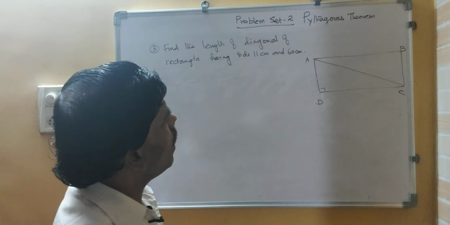Therefore, length of hypotenuse is 15 centimeter. That's all. Now next sum we will see.